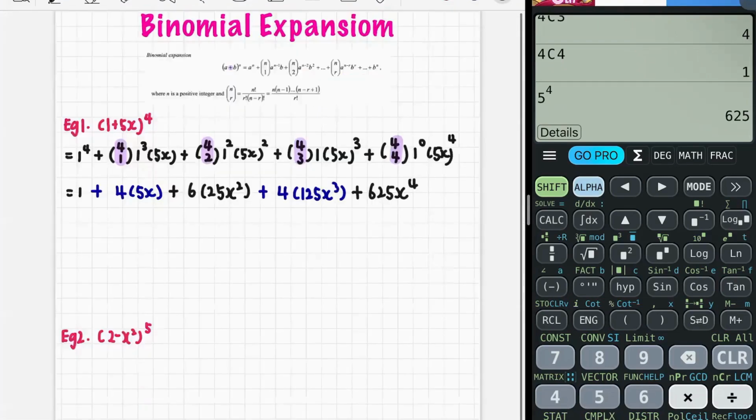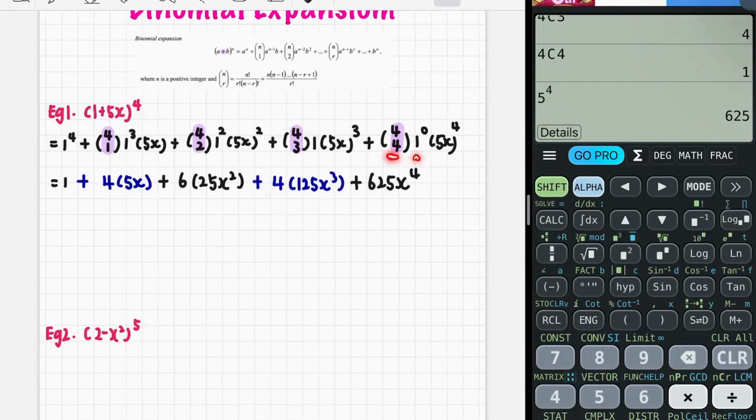So for this one, we managed to do a complete one. So you see, it ended when the number on top and below is the same. Okay, so 4 choose 1, 4 choose 2. Here is 4 choose 0 actually. So now we just need to simplify this thing.